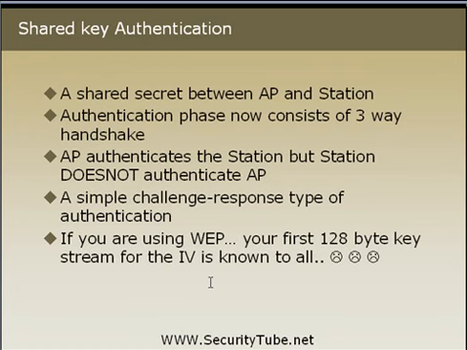A simple challenge response kind of thing takes place. We will see in the next Wireshark trace what exactly the difference is between open authentication and shared key authentication. But if you are using WEP, then the first 128 bytes of the key stream for that IV are now known to all with this shared key authentication. Let's see the Wireshark example first.